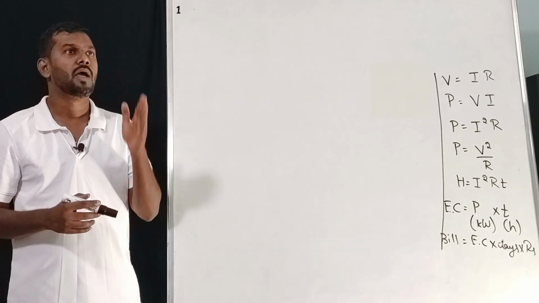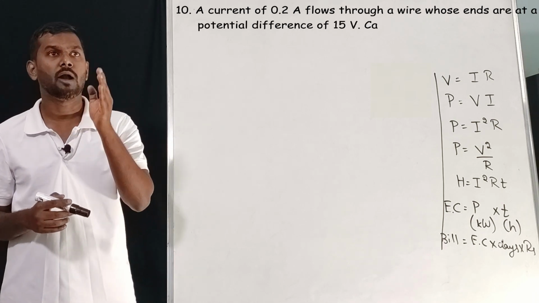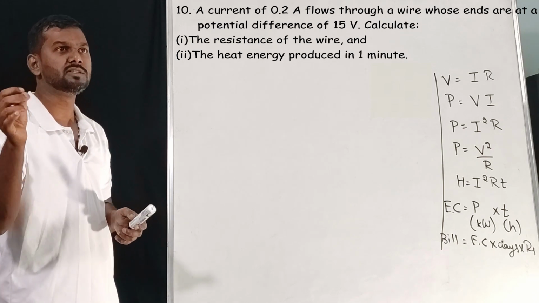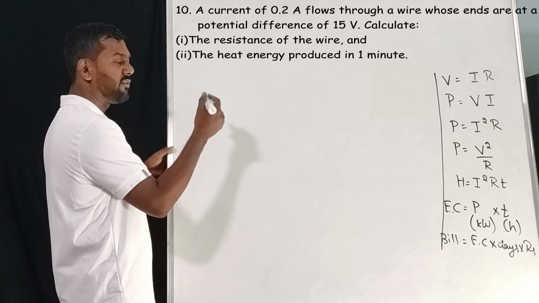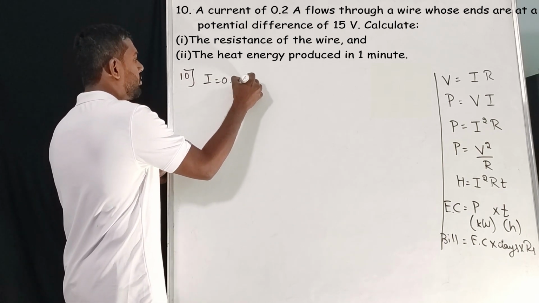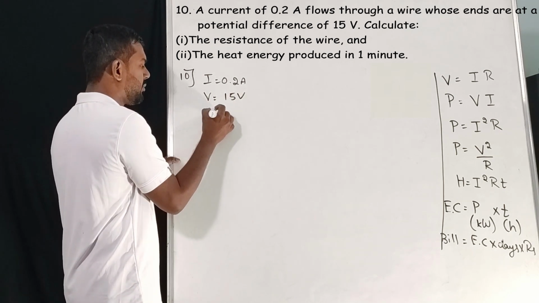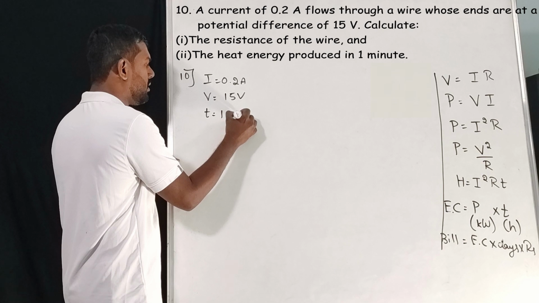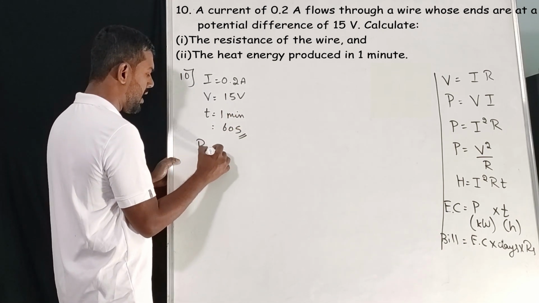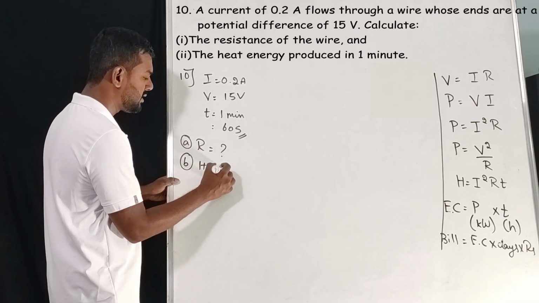That's it. Question number 10. A current of 0.2 amperes flows through a wire whose ends are at a potential difference of 15 volts. Calculate the resistance of the wire and heat energy produced in 1 minute. So first we'll write the given data. Here I is equal to 0.2 amperes, voltage is given as 15 volts, and time is also given for 1 minute, that is nothing but 60 seconds. So we need to find R, first sub question. Second sub question, we need to find heat energy generated.